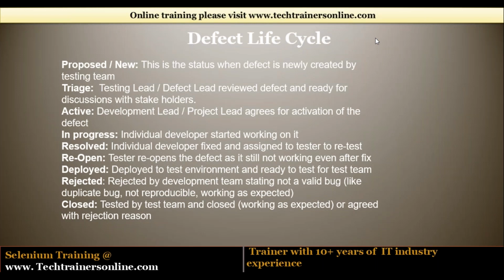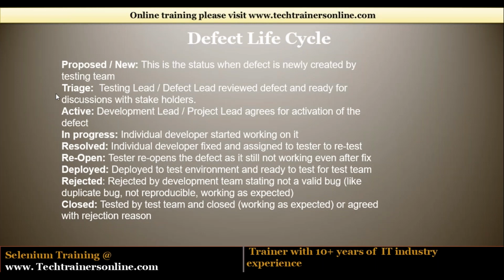Now, whenever you raise a defect, typically it will be in the proposed slash new status. Some tools will have the status as proposed, and some tools will have the status as new, right? So what do you mean by new or proposed? This is the status when a defect is newly created by the testing team. Say you found a defect, you raise a defect, the status of the defect would be new. Then the defect status will be changed to triage.